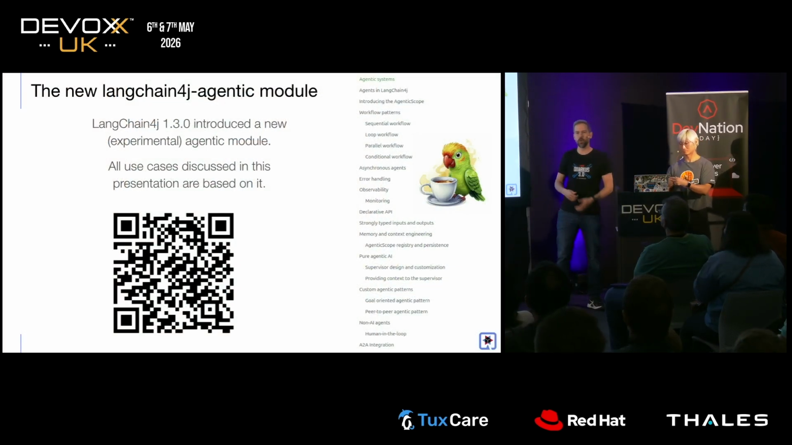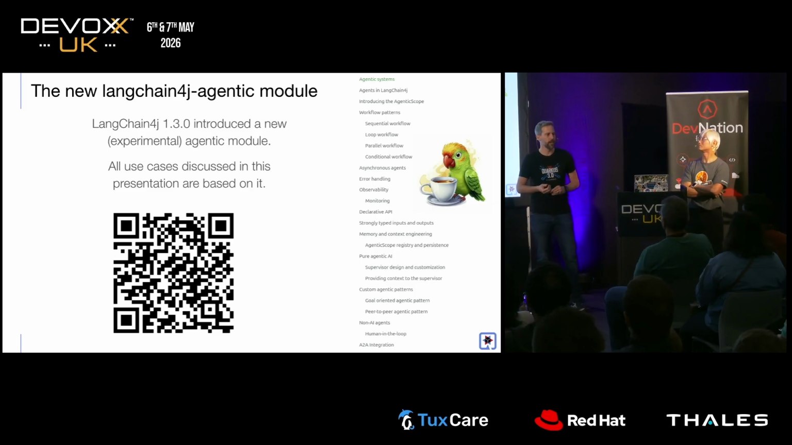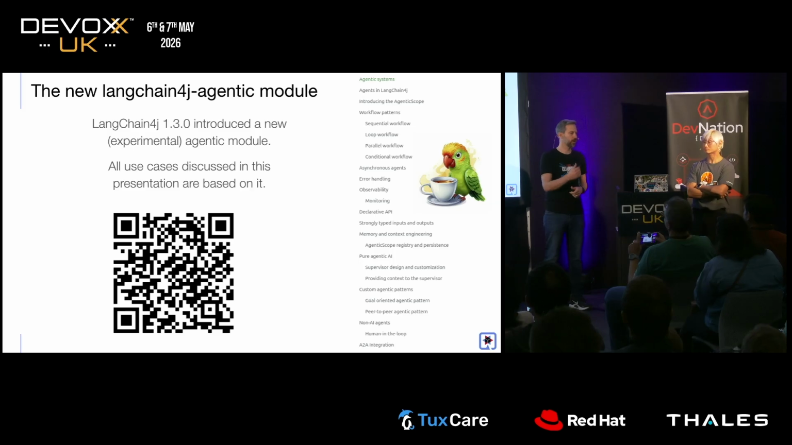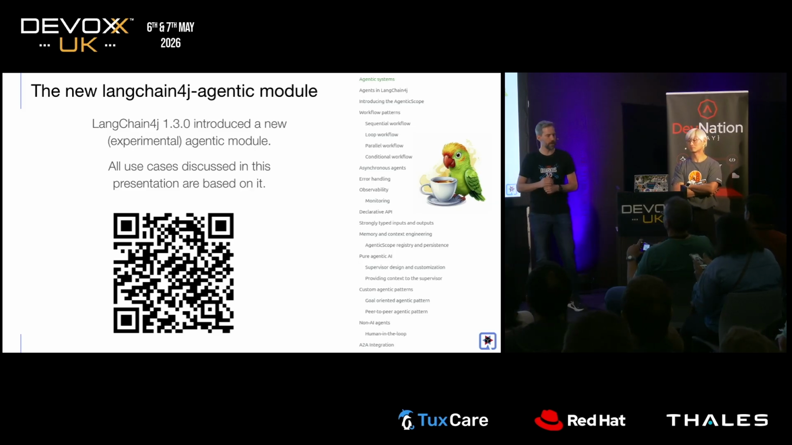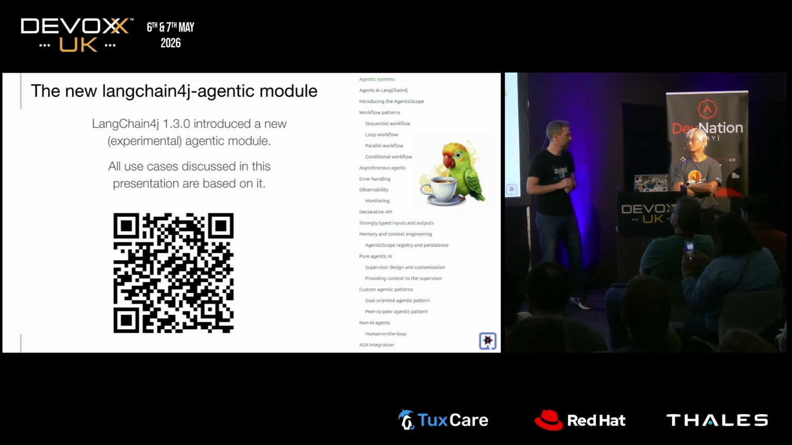Anyway, so that's agentic AI systems. All of what we talk about is part of the LangChain4j library. This is a project that Mario here is one of the main developers on, and it basically gives those agentic capabilities to your application.